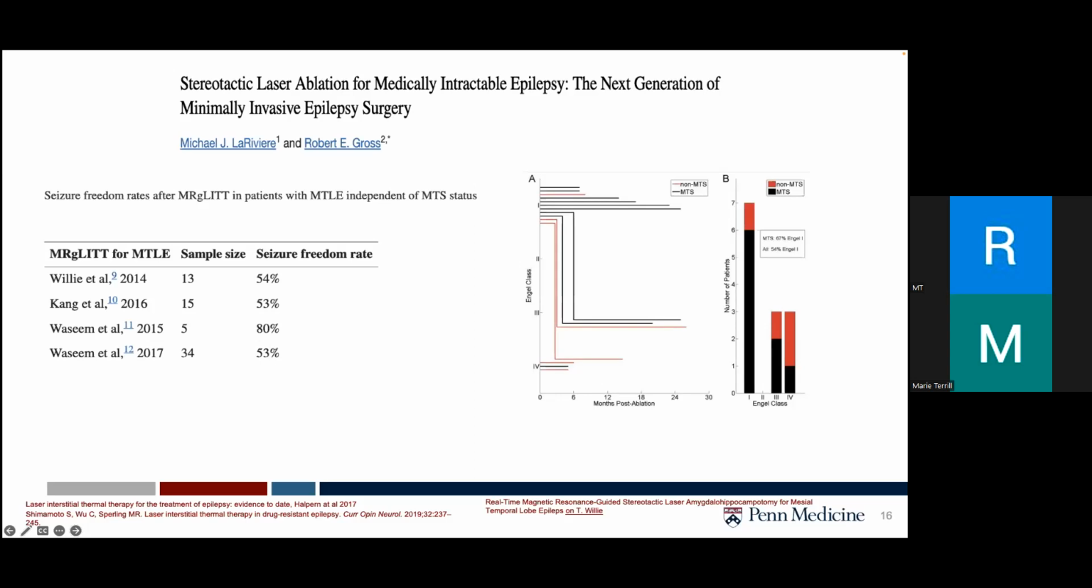To the right is one of the initial prospective case series that looked at 13 mesial temporal epilepsy patients with and without evidence of mesial temporal sclerosis who underwent LIT to the amygdala hippocampal regions. 54% of these patients were seizure-free at their 1 year follow-up, and nearly 30% of these patients were completely seizure-free with an Engel class 1 outcome. And when you looked at patients with evidence of MTS, there was a much higher, nearly 67% of these patients achieving Engel class 1 follow-up.